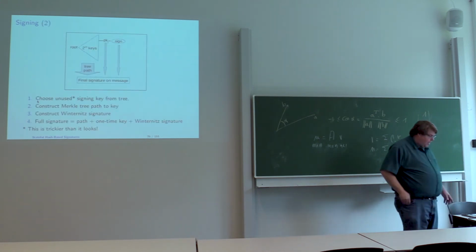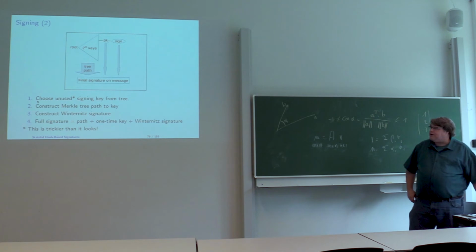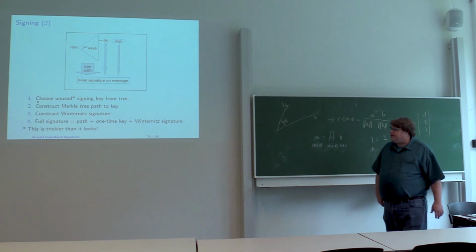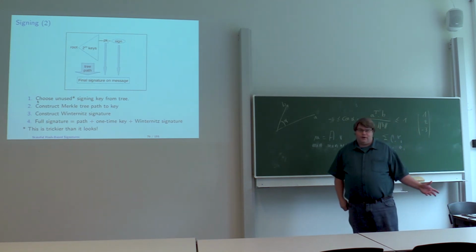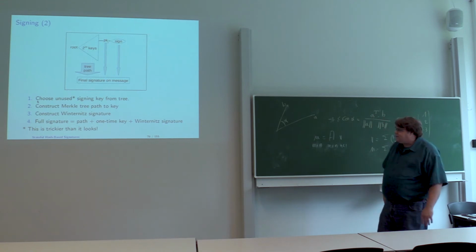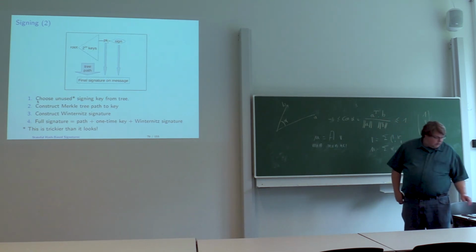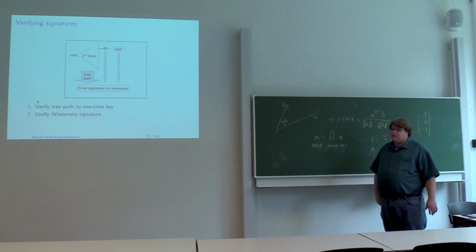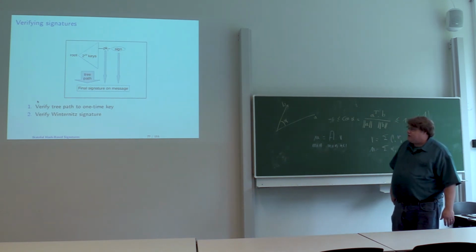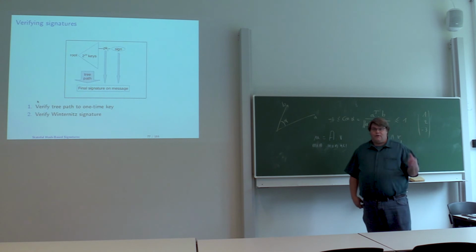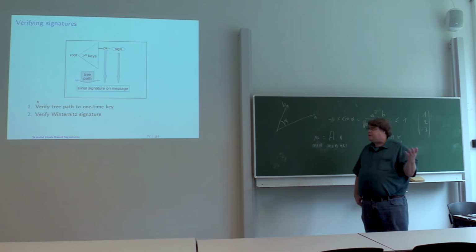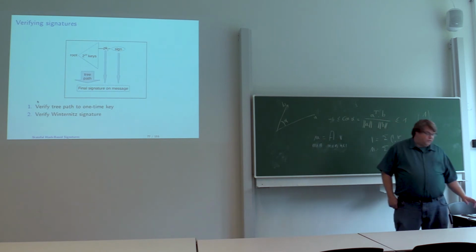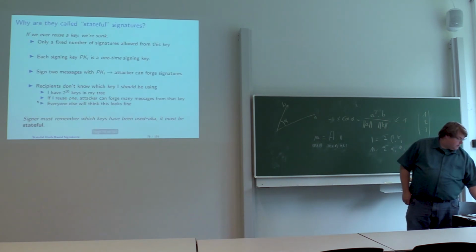The tricky thing, actually the hardest engineering part of this, is choosing the signing key, making sure it's unused. I'll talk a little bit about that later. That's potentially kind of bad. They're kind of hard to do. So verifying signatures, once again, it's just the most obvious thing in the world. Verify the tree path. Once you've verified the tree path, you believe this one-time key is legit, and then you verify the signature with the one-time key. So everything just follows directly from what you'd expect.